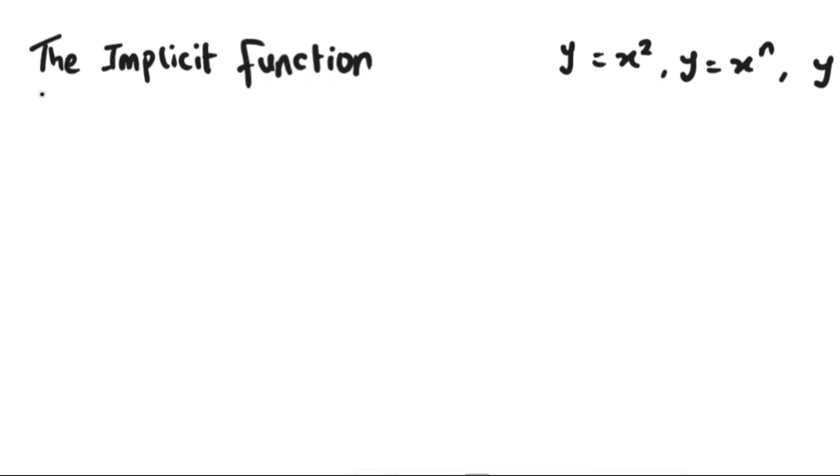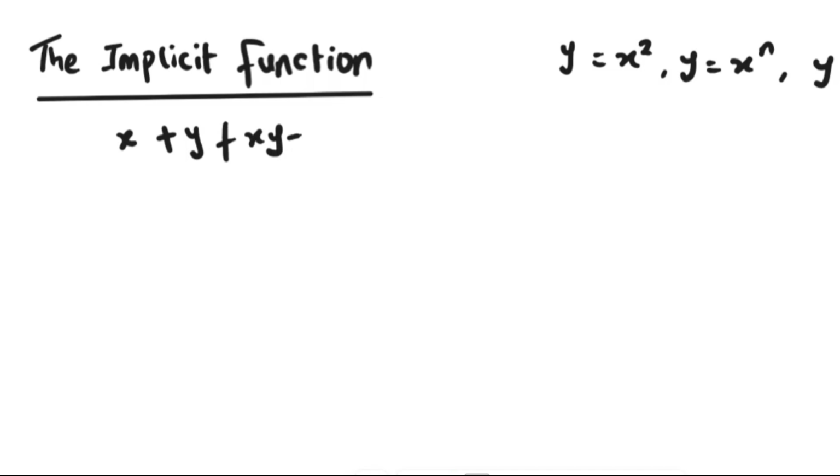But for an implicit function, what happens is that when you have your x and your y combined in an equation, it gives you an implicit function. So it can be combined together, like x plus y, or you can have x plus xy equating to 0 or equating to any other constant.